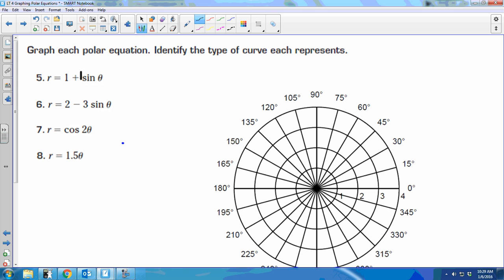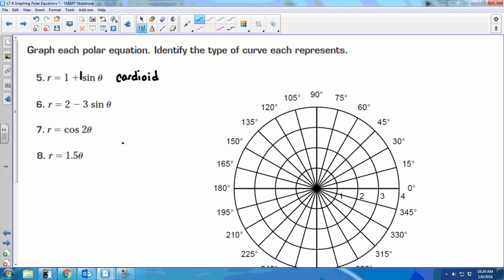Just like you'd have 1 times x. We don't actually write that there. So, are my a and b different or the same? The same. So if they're the same, then it must be a cardioid. Everyone see how I arrived at that? Okay, let's look at the next one.